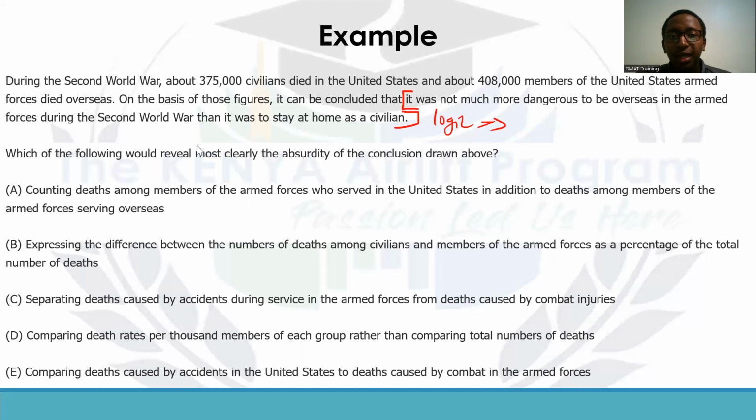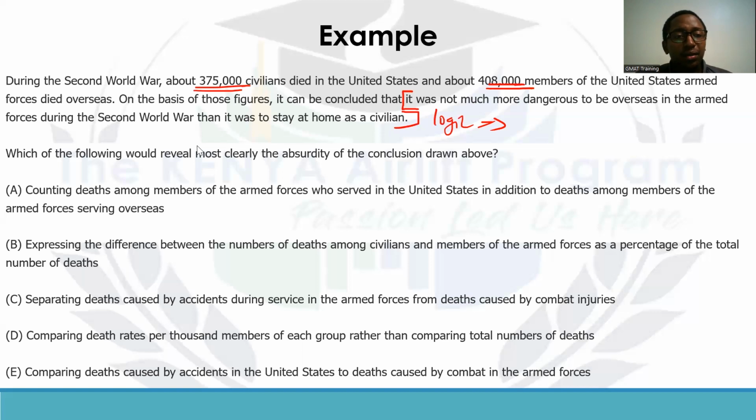So what's the logic behind it? Because during the war, 375,000 civilians died compared to 408,000 members of the army. So since these numbers are not so far apart, the author concluded that it was not any more dangerous to be in the army overseas than to be a civilian back home in the US.